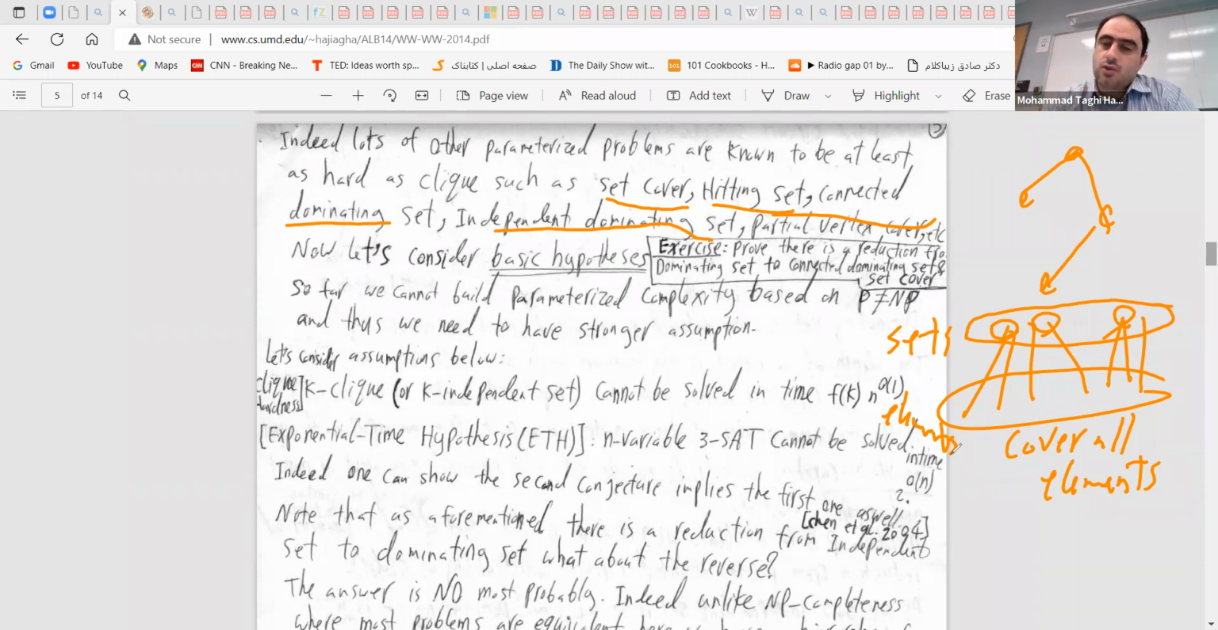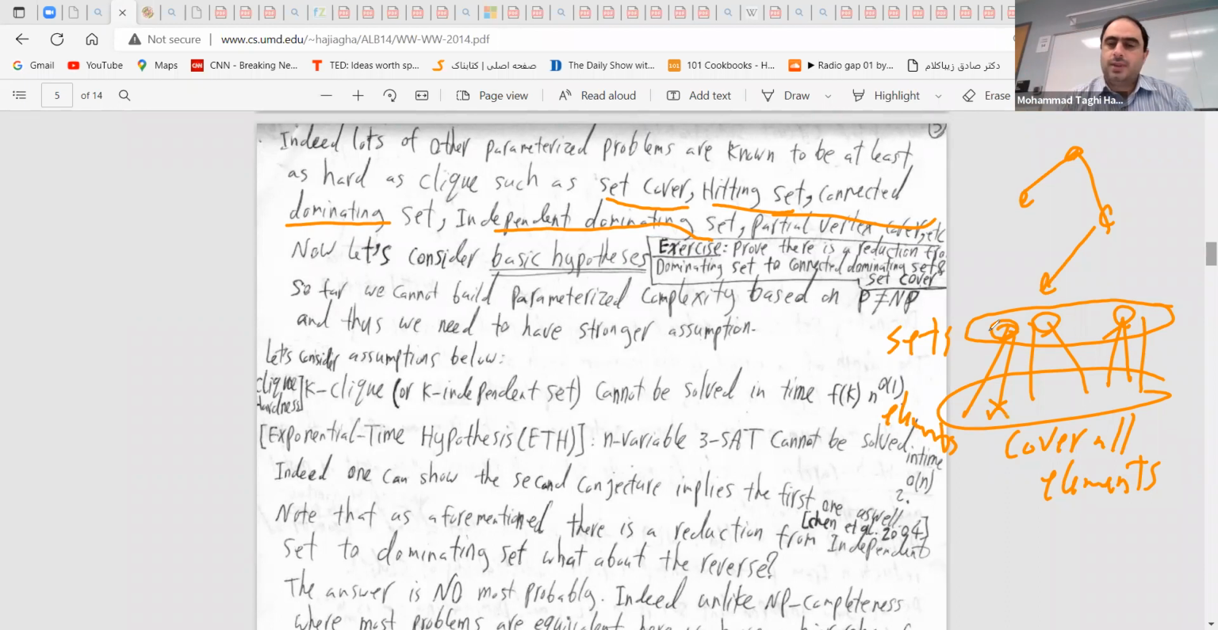So for this problem, you can show that actually there's a parameterized reduction from dominating set to both of these problems. This problem is very similar to dominating set indeed, because all of these elements should be covered. But here, you cannot select an element. You should only consider sets, and you should include sets. And you can think about them. Good.